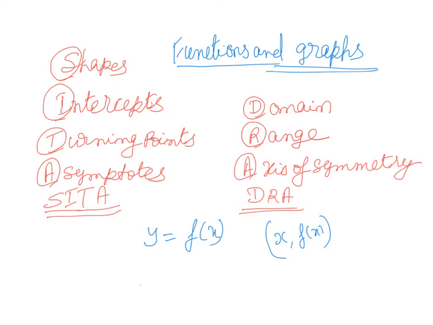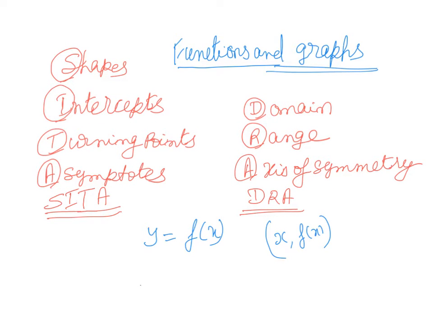Now, the important thing that we must know about functions and graphs is that we must understand the shape of the graph, and must understand the intercepts of the graph. Intercepts means intercepts with the axes: the intercept with the x-axis, the intercept with the y-axis. Some graphs may have turning points. Some graphs may have asymptotes. So in short, to sketch a graph, we must know SITA: shape, intercepts, turning points, or asymptotes.